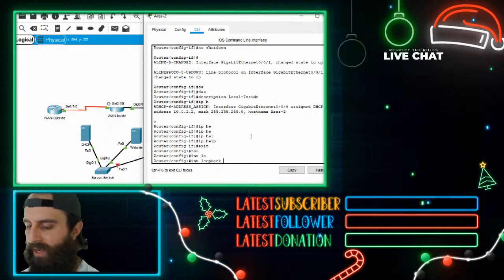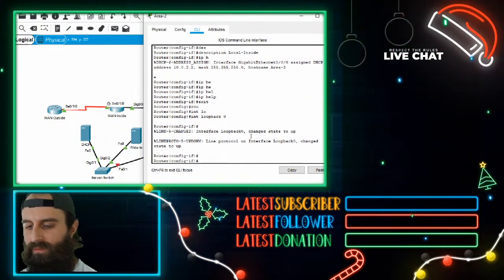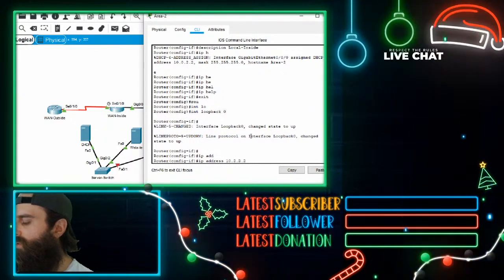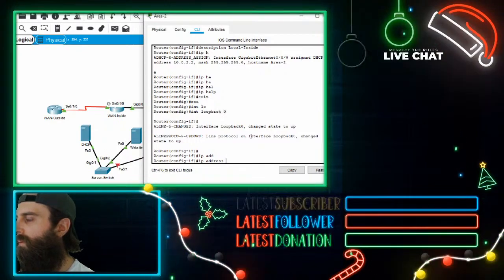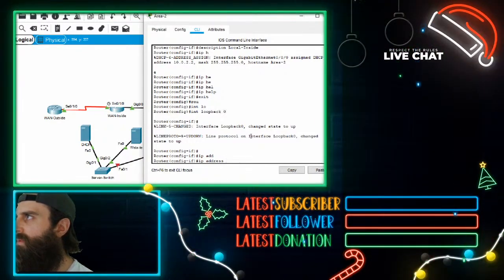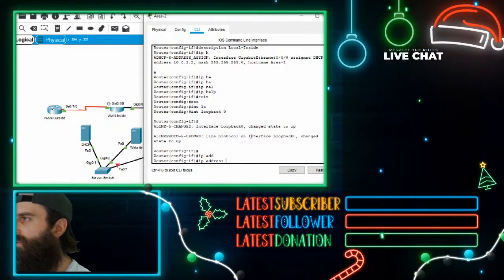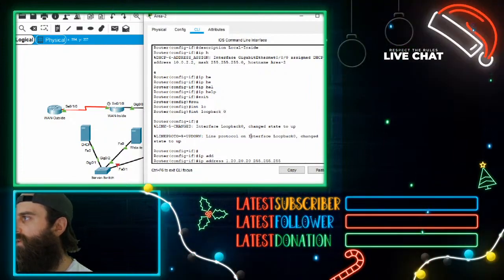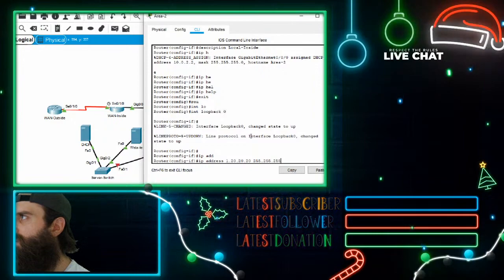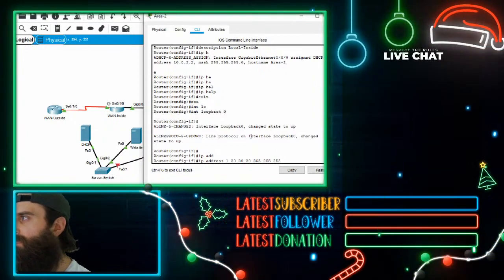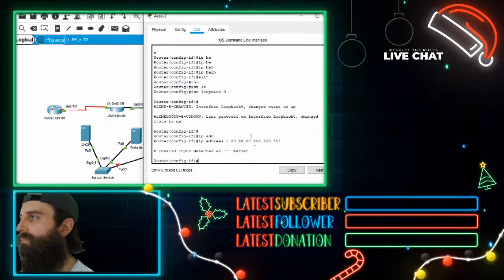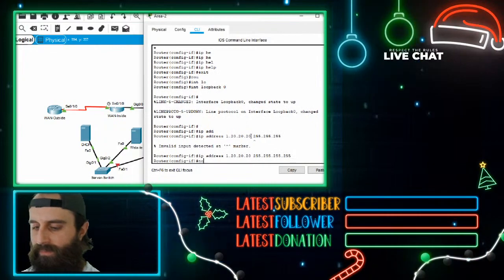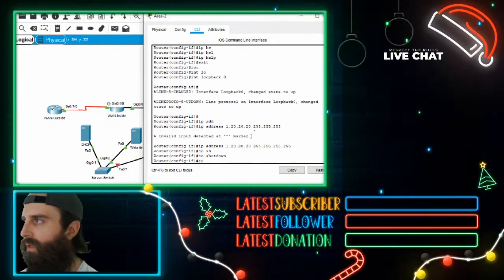Interface loopback, IP address 10.2.2.2. What did I say on the other one? Oh, 1.20.20.20, 25.25.25. Is that what I did on the other one? It doesn't really matter. All right. No shut. Exit.